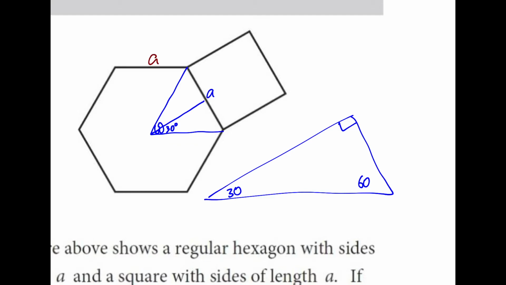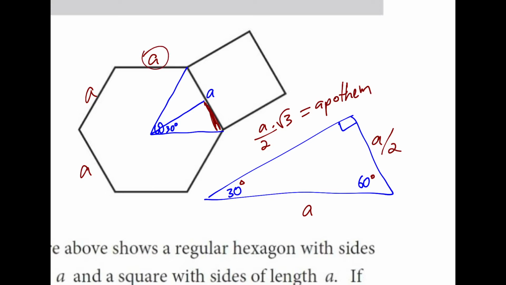Any of the side lengths were A, but I'm only taking half of that, so it's going to be A over 2. That's across from my 30-degree angle. Across from 90 then is going to be A. And across from 60 is going to be A over 2 times root 3. That's my apothem. If I want to figure out my perimeter, it's just A multiplied by 6 times. So 6A is equal to my perimeter.